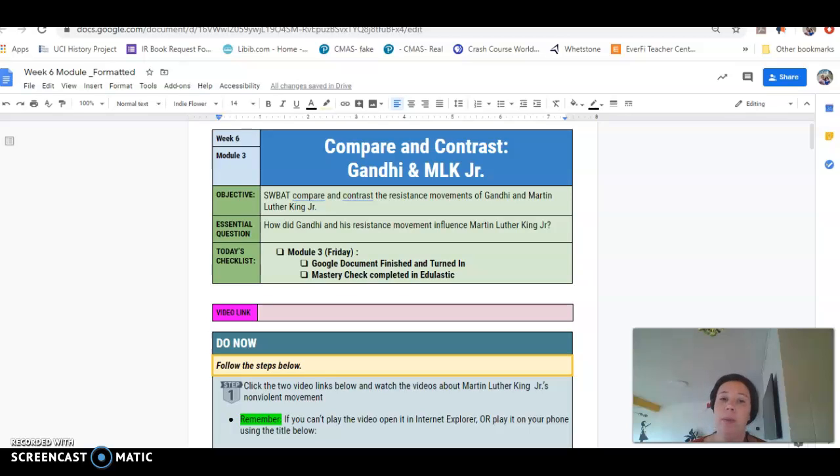Our objective, though, is to be able to compare and contrast. So how are they similar and how are they different? The resistance movements of Gandhi to Martin Luther King Jr. At the end of this, you should be able to answer the question, how did Gandhi and his resistance movements influence Martin Luther King Jr.?